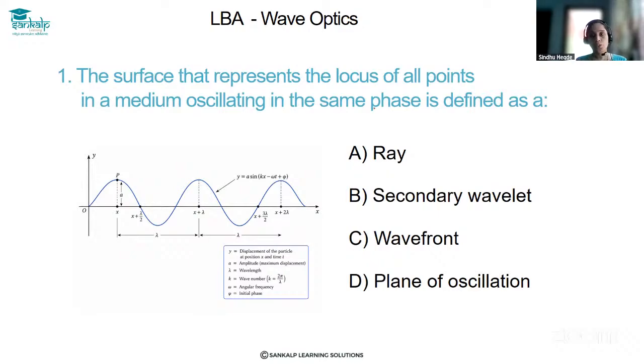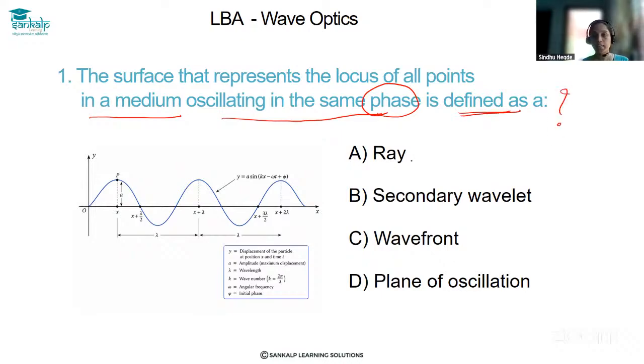Let us start with question number 1. The surface that represents the locus of all points in a medium oscillating in the same phase is defined as option A ray, option B secondary wavelet, option C wavefront, and option D plane of oscillation. Here the question is where all points in a medium oscillate in the same phase. That is defined as what?